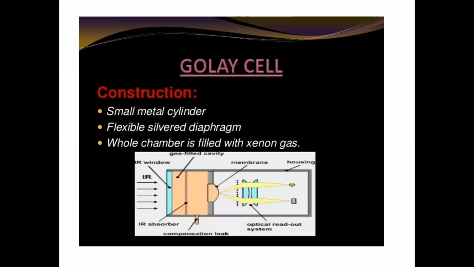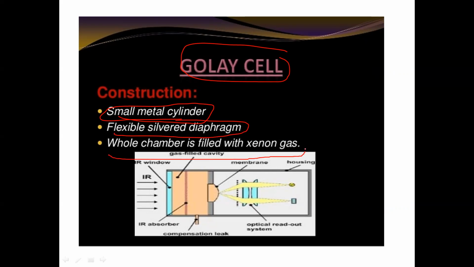Next we will talk about the Golay cell. Construction: it is a small metal cylinder having a flexible silver diaphragm. The whole chamber is filled with xenon gas.